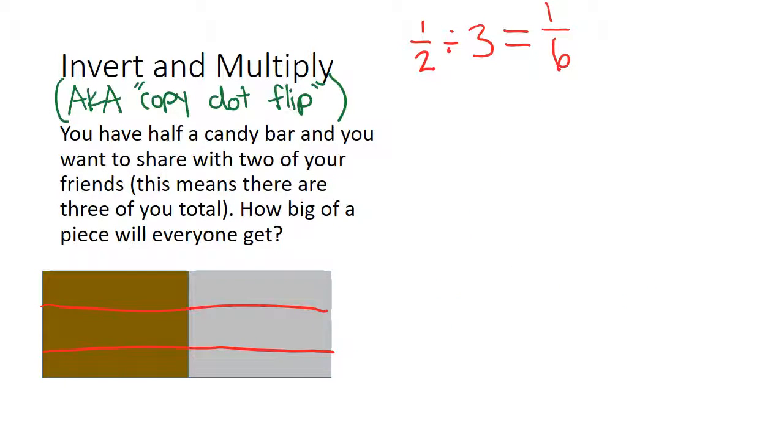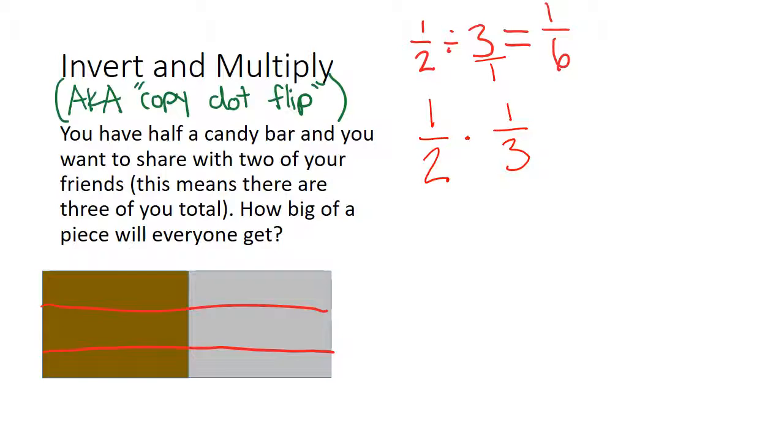Let's practice this copy dot flip or invert and multiply one more time. So we'll copy our 1/2, dot, and then we need to flip 3. Now, that might seem tricky since 3 is a whole number and not written as a fraction, but we can write it as a fraction simply by putting it over 1. We're just dividing by 1. That doesn't change the value of it. It's still 3. We can just see it as a fraction. So when we flip that, we have 1/3.